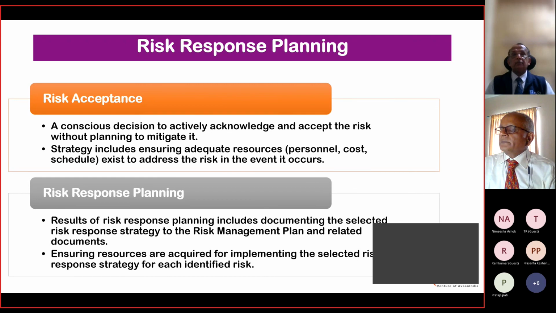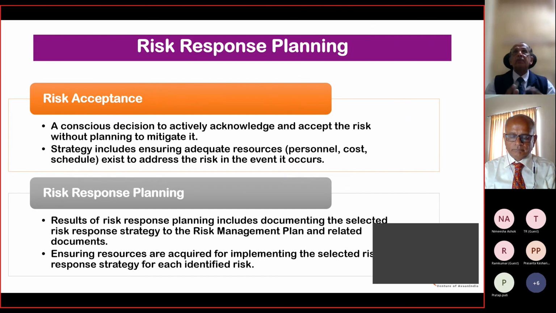Then comes the risk response planning, risk acceptance. See, in a project, having taken the project and having studied it in detail, you understand there are certain risks in the project. You have accepted the risk wholeheartedly and professionally. Now it's a question of how you implement it. It's a conscious decision you have taken: actively acknowledge and accept the risk without planning to mitigate it. See, you wanted the contract at any cost, but you had very little knowledge as to how to mitigate it. But having got the contract, you accepted it, then it's up to you to find ways and means to mitigate it. You're forced to do that.